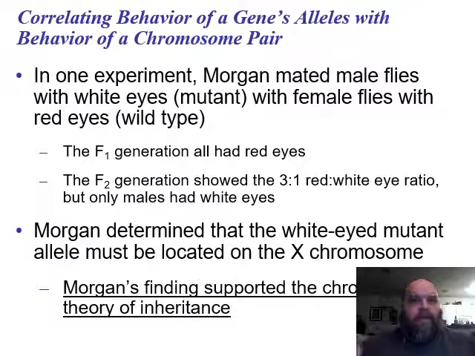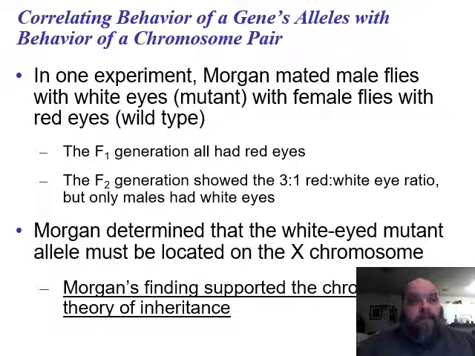When they step back and look at the numbers, okay, 1-to-1, white-eyed male, red-eyed female in the parentals, bred them, counted the F1s 2 weeks later, everybody's red eye. Allowed those to breed, counted the F2s 2 weeks later. 3 to 1, 75% of the F2 offspring were red eye, 25% were white eye. But when they looked a little closer, all the white eyes were male.